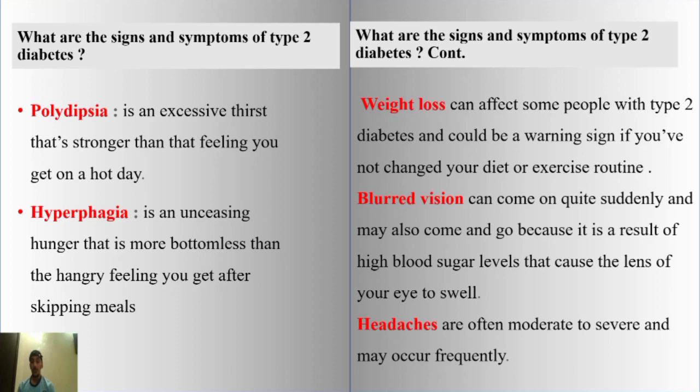The blurred vision can come on quite suddenly and may also come and go because it's a result of high blood sugar levels that causes the lens of your eye to swell. The headaches are often moderate to severe and may occur frequently.